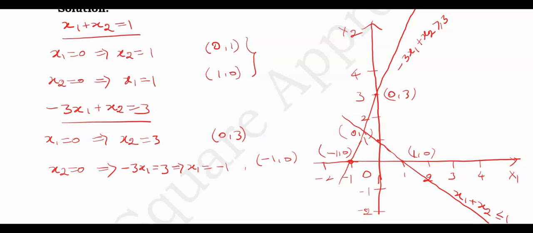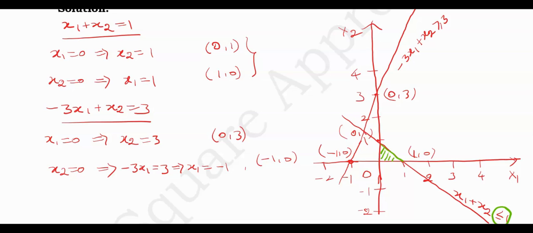Now we start to set the region in the constraint x1 plus x2 less than or equal to 1. In this constraint we have less than or equal to, so we have to set the region towards the origin from this line.